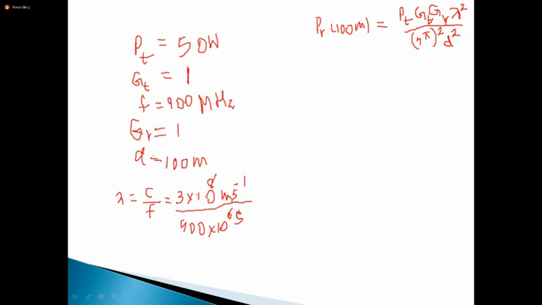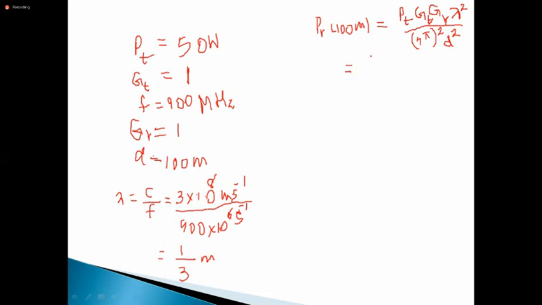900 megahertz, hertz means per second. So then you will get 1 by 3 as the wavelength. 1 by 3 meters or 0.33 meters. Okay. So you can substitute it over here.